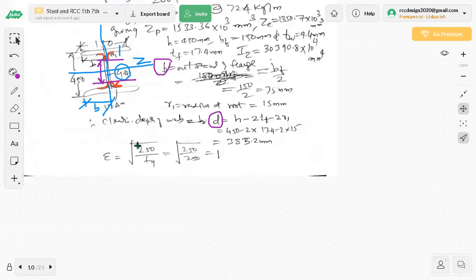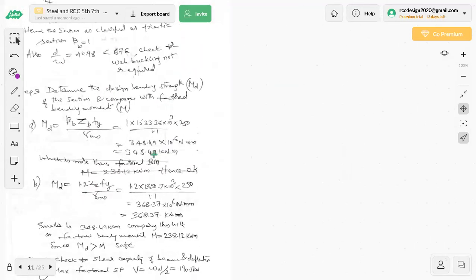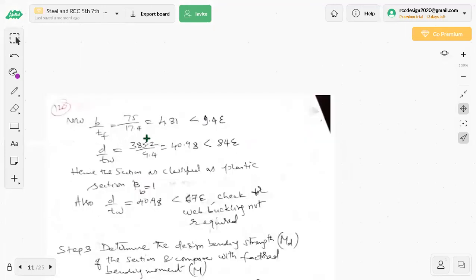As you know, E is equal to the square root of 250 divided by Fy, where 250 is a constant. Since the steel we have used has an Fy of 250, E is 1 only. It means you don't have to worry about E here. So B by TF in this problem is 4.31, which is less than 9.4.